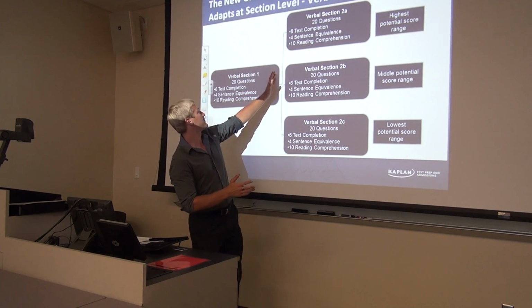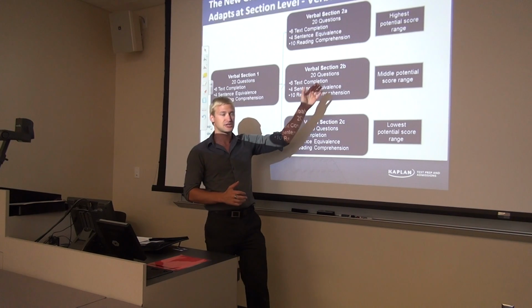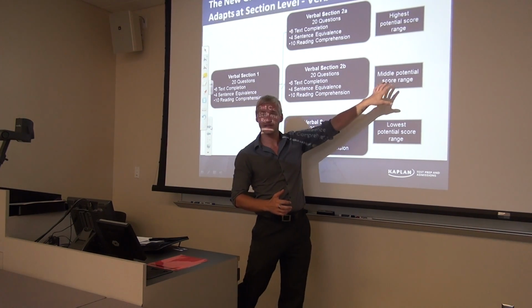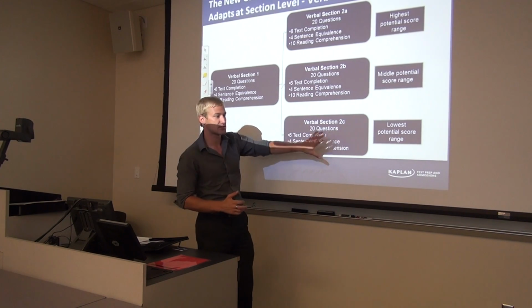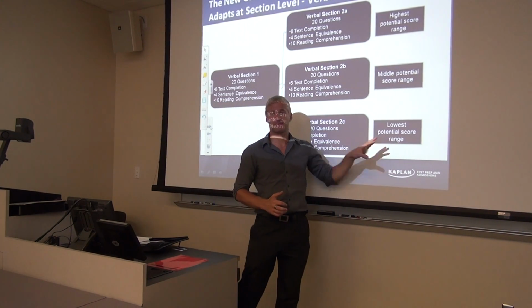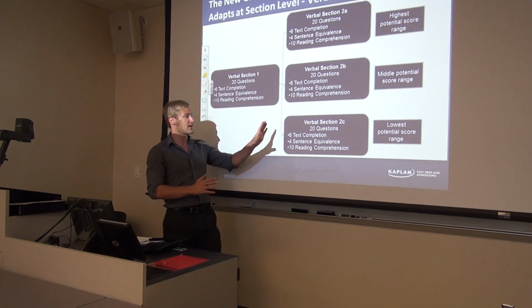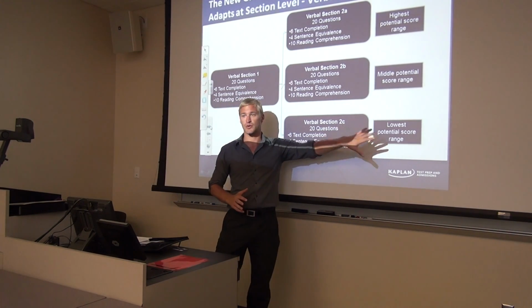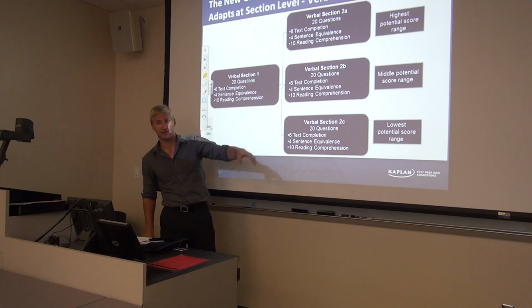Again, if you do a medium level, you'll be put into a medium level next section, and that gives you a middle potential scoring range. And then if you do poorly in this first section, you'll be put into an easier section, and that will put you in the lowest potential scoring range. So how you do in that first section is going to affect your second section, and that's going to affect your scoring range. And ultimately, how you do in that second section is going to affect your total score.